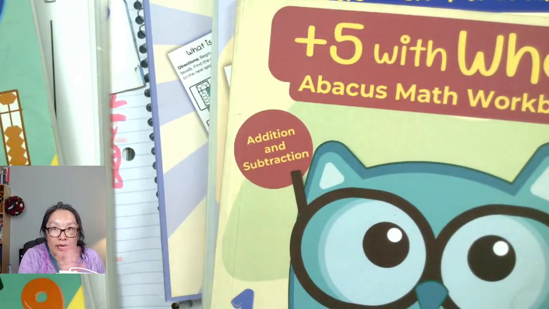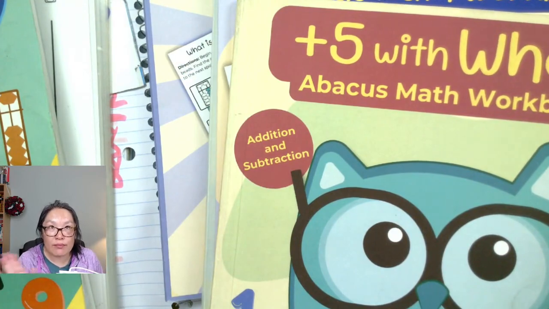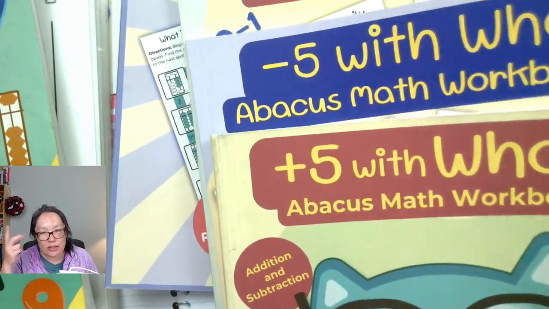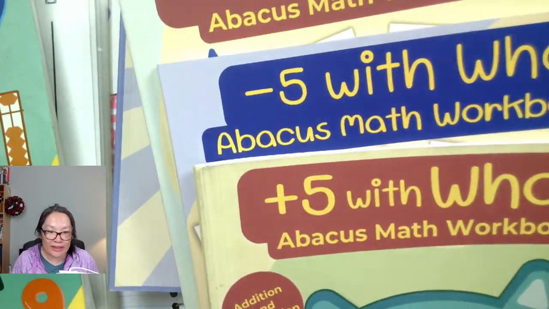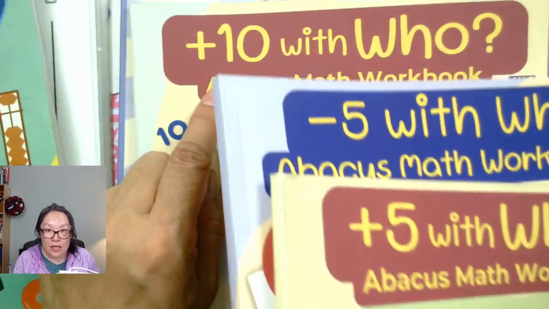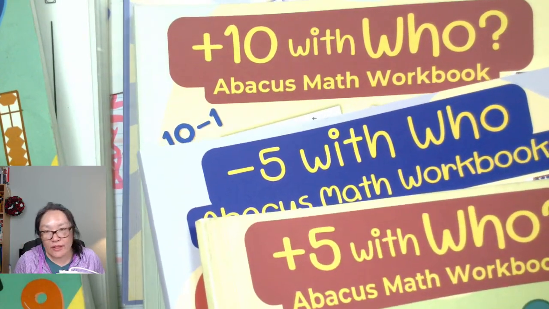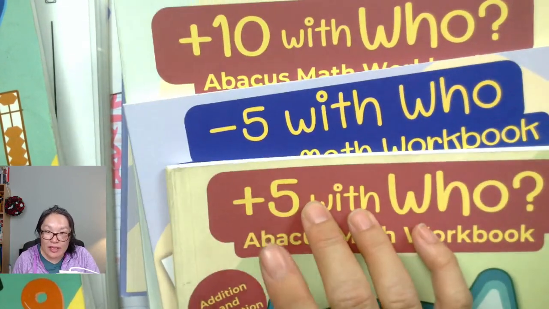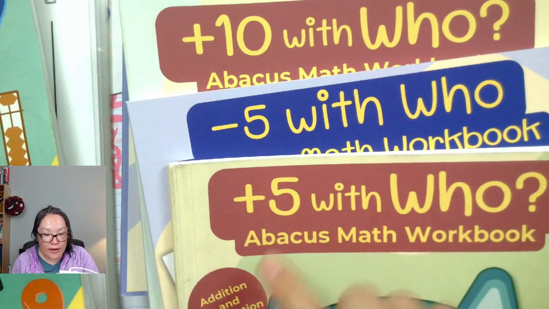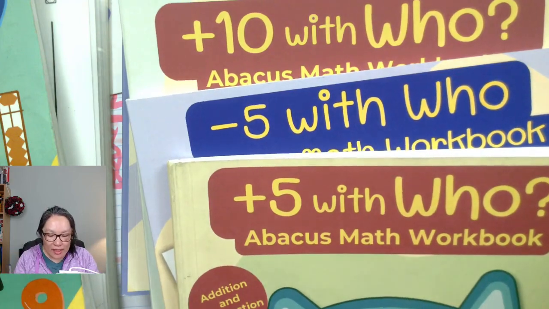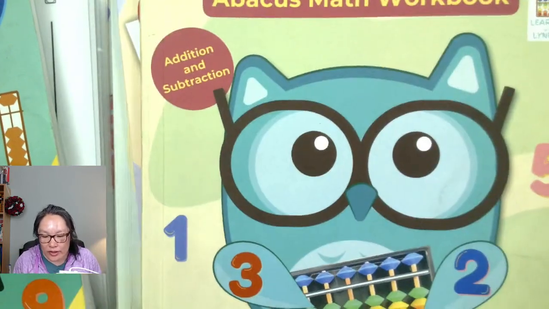So in mainstream, adding the 10 is like carrying over, is like doing the grouping and regrouping. That's what plus the 10 is. +10 and -10 is grouping and regrouping, if that makes sense. But in abacus world, we start with the 5 and then we build our concept, and then once you understand the concept of the 5, then we go into the +10s.